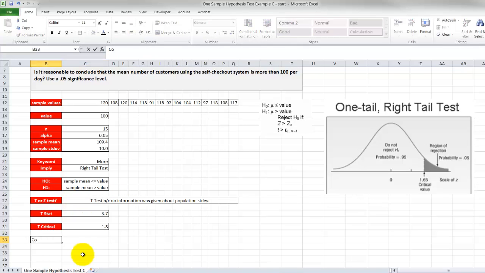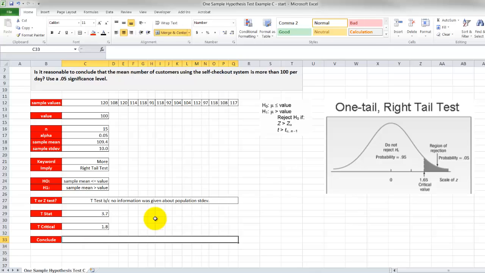oops, misspelled that. We can conclude that the sample mean is greater than the value. So let's go ahead and write that in that manner. Sample mean is greater than the value.